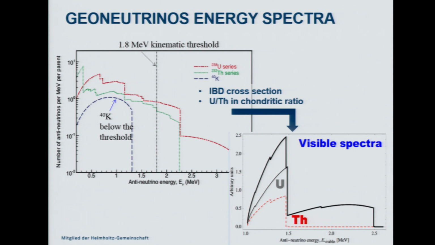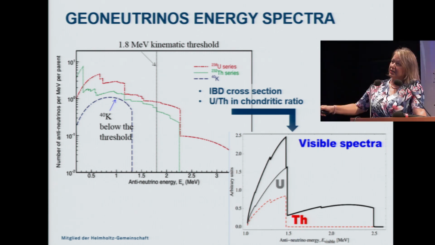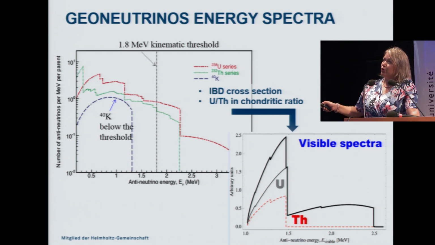So this is the geoneutrino spectrum. This is per event. This is the kinematic threshold of the IBD of 1.8 MeV. Unfortunately, potassium is all below, so we don't detect it. And what we detect is the high energy tail of the uranium and thorium series, and you can see the endpoint energy of these two contributions is different. When you consider the IBD cross-section and you assume that the uranium and thorium abundances in the Earth are in such a ratio as in the chondritic meteorites, you get the shape of the expected geoneutrino signal.